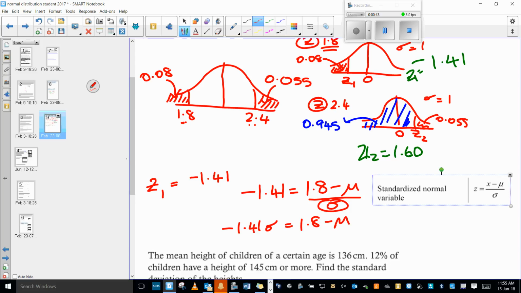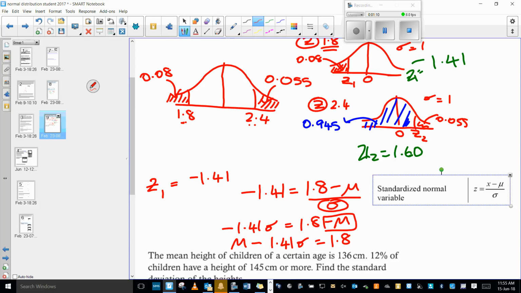Normally when we do what they call simultaneous equations, we have both our unknowns on the left and our number on the right. So I'm also going to add the mean to both sides. So I'm going to have mean subtract 1.41 standard deviation equals 1.8. Okay, so I've now formed myself one equation with both of my two unknowns.